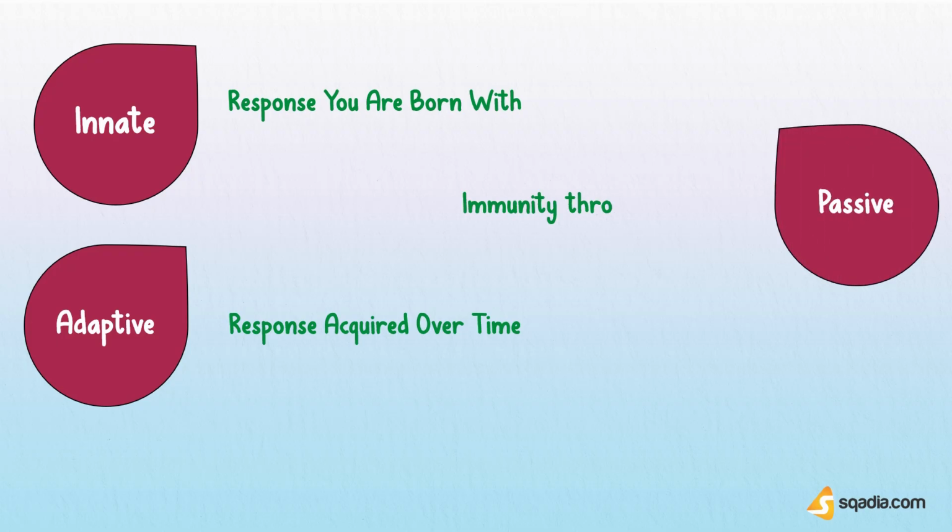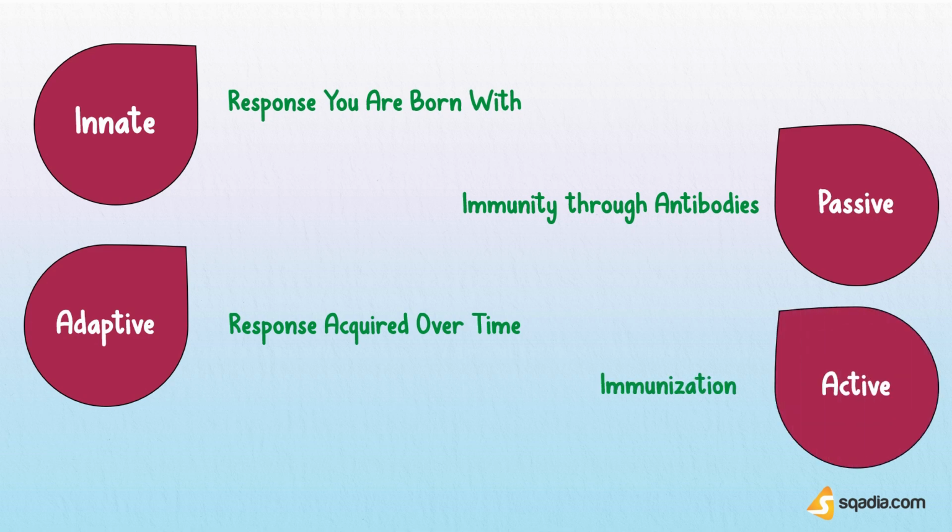Passive immunity is provided when a person is given antibodies to a disease rather than producing them through his or her immune system. Active immunity is developed through immunization. The focus of our video would be innate and adaptive immunity.